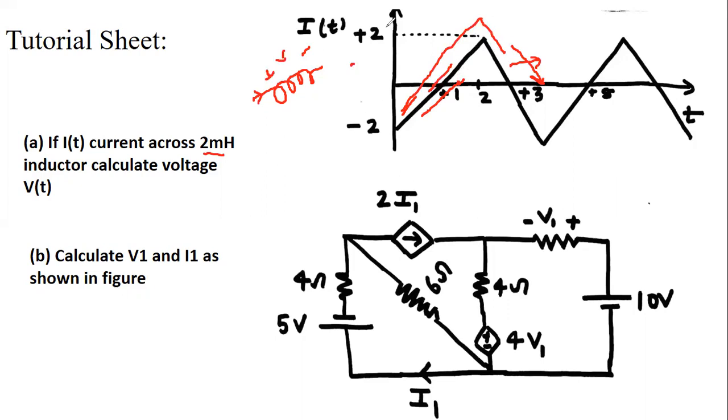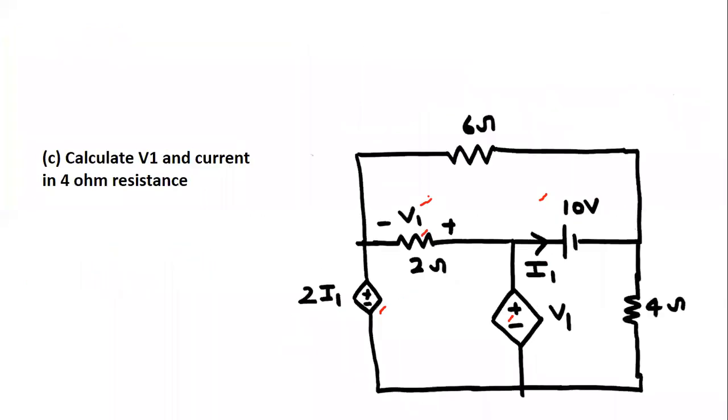Try to solve it. In the second question, we have given a problem having some dependent and independent sources. Just try to calculate the value of V1 and I1. And the last question is an important question.